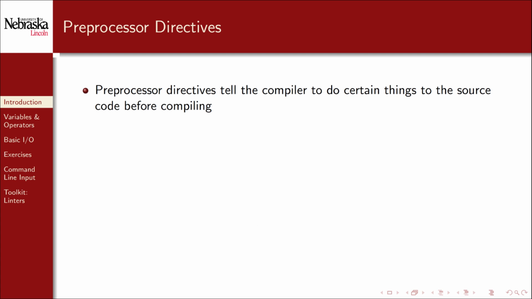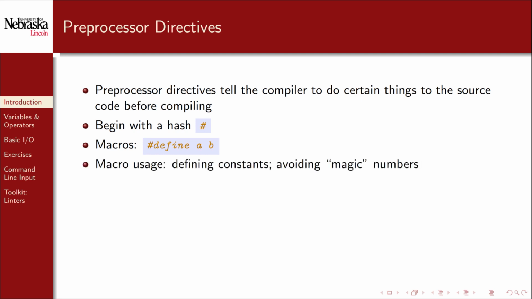Preprocessor directives tell the compiler to do certain things before the source code is actually compiled. They always begin with a hash or a pound sign. As we saw, we can use a hash define to define a macro. A macro allows you to define constants like we did with the miles to kilometers program to avoid what are referred to as magic numbers. Magic numbers are numbers whose meaning is not immediately apparent.